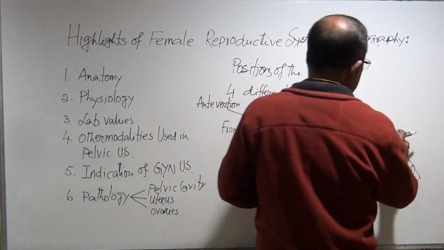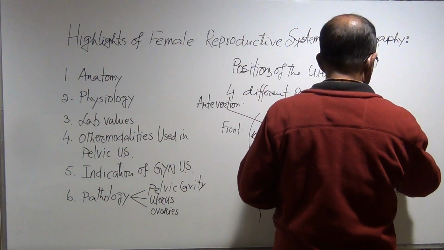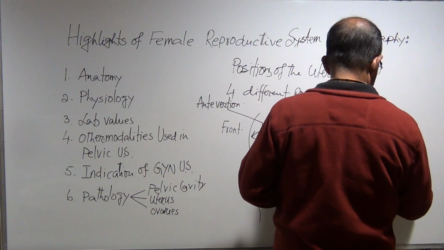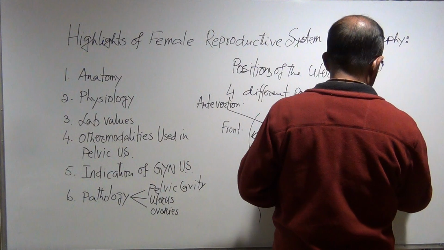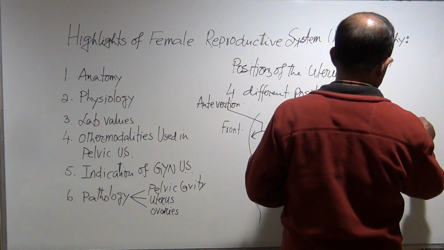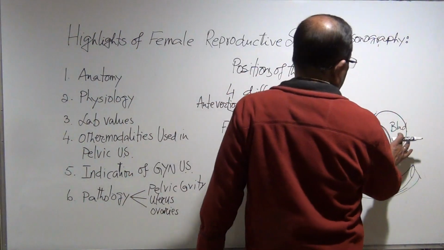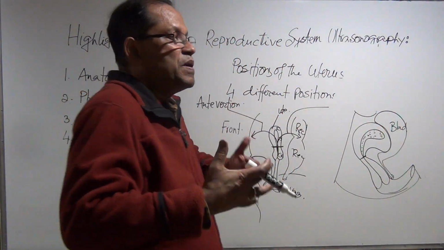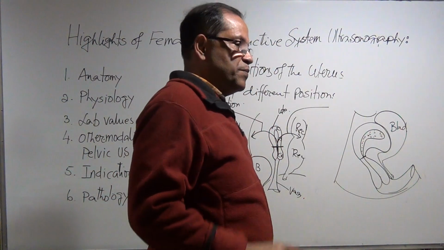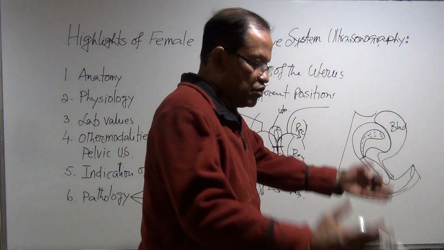Okay, so the bladder is indented. Let me show you the bladder. So this is bladder. The bladder is compressed anteriorly, and this person cannot hold the bladder for a long time because it is compressed by the uterus, and the patient feels like they need to go to the bathroom.